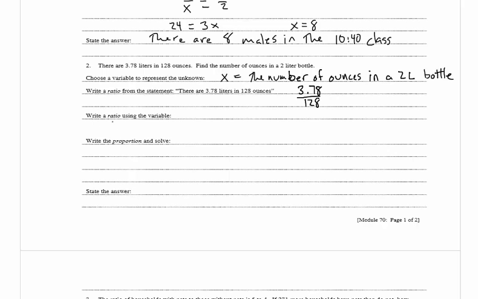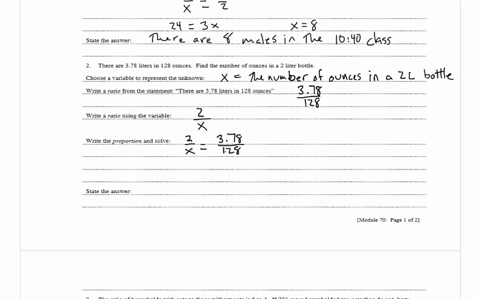And now they want us to write a ratio using the variable. So because we have liters in the numerator in our original ratio, we're going to have liters again in the numerator, and the liters of our second ratio is 2. And in the denominator of our fraction, we're going to have x, which represents the number of ounces in a 2-liter bottle. And now we want to write a proportion and solve. So we have 2 over x is equal to 3.78 over 128. And now we cross multiply.